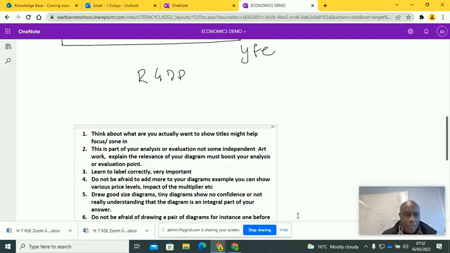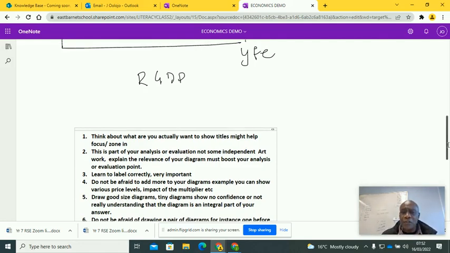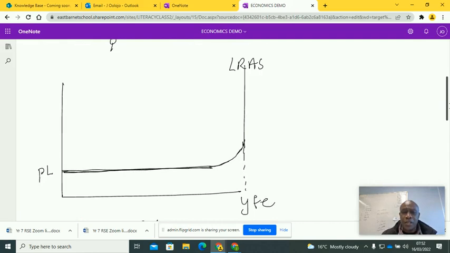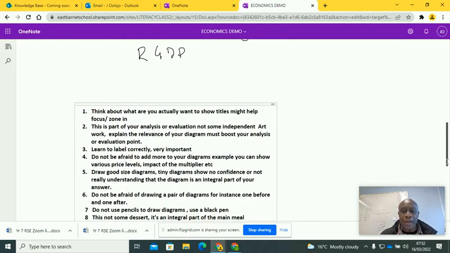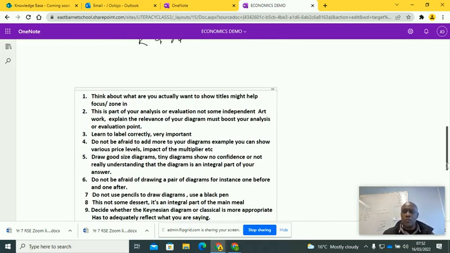Okay, again, another thing, do not be afraid to add more to your diagrams. For example, you can show the various price levels. If there's a movement and you want to show inflation, okay, if for example you were at full employment or you did a classical diagram, you're at full employment and AD shifted, you want to show an increased price level. There's nothing wrong in actually putting in 6%. It doesn't matter. Okay, so do a lot more with your diagrams. Don't be scared of not doing enough with the diagrams.